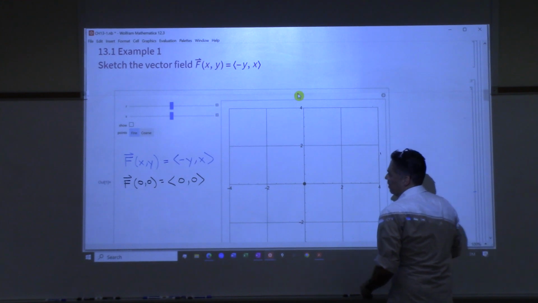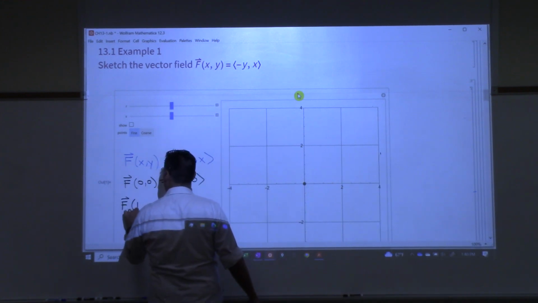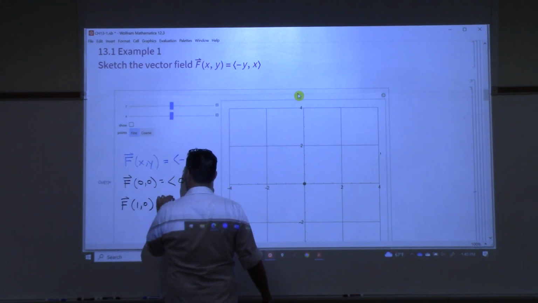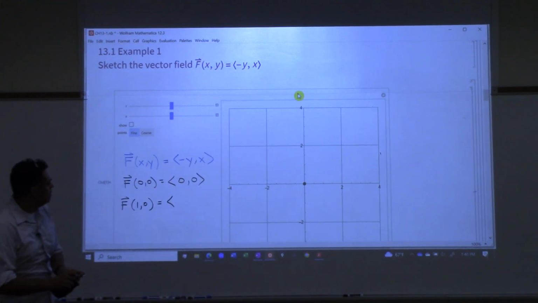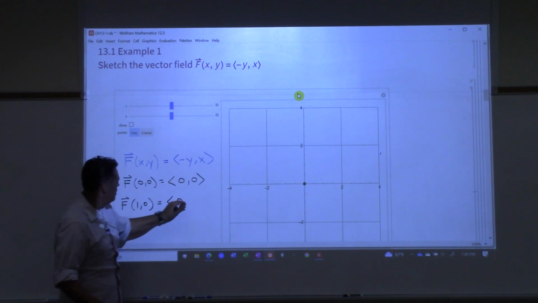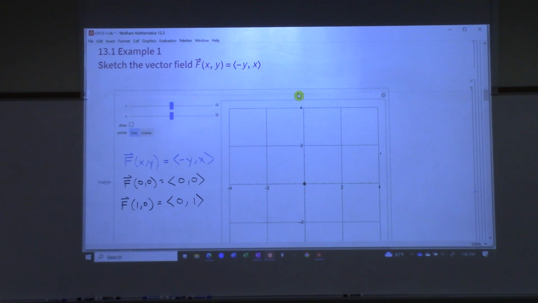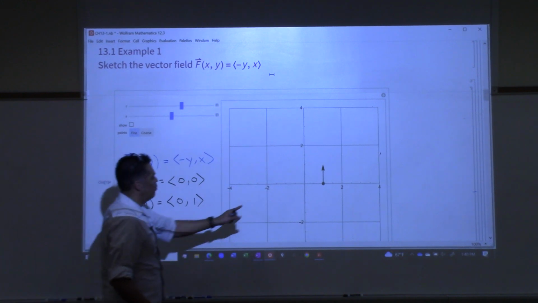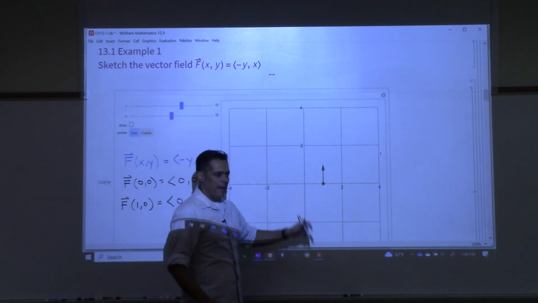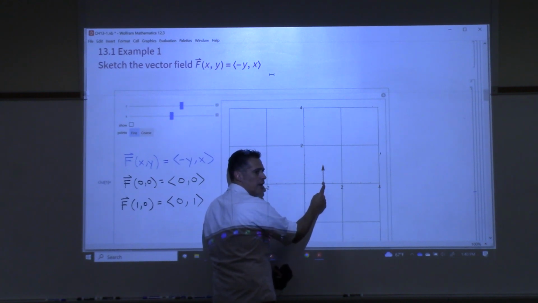Let's go to another point. Let's go down the x-axis. What if I go to 1, 0? What vector should I expect to see here? So negative of the y coordinate, so 0, and then 1. Let me show you that. So if I move to the right, there it is. If I go to the point 1, 0, the vector that comes out is the vector 0, 1. Does everyone see that this is the vector 0, 1?